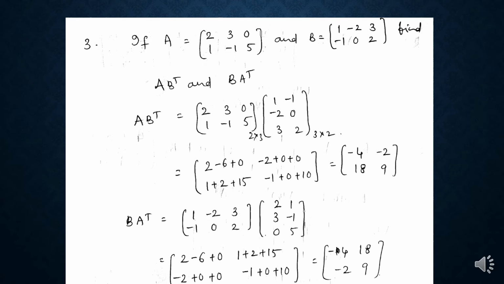If A is equal to [3, 0, 1; -1, 5] and B is equal to [1, -2, 3; -1, 0, 2], find A into B transpose and B into A transpose.